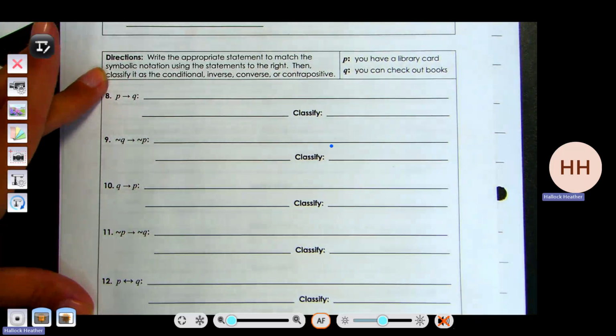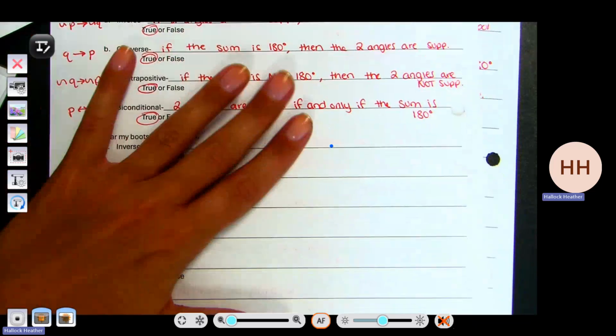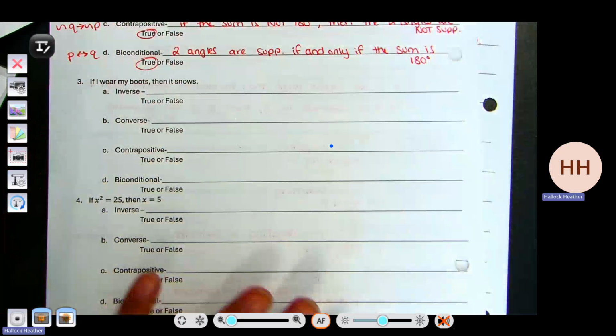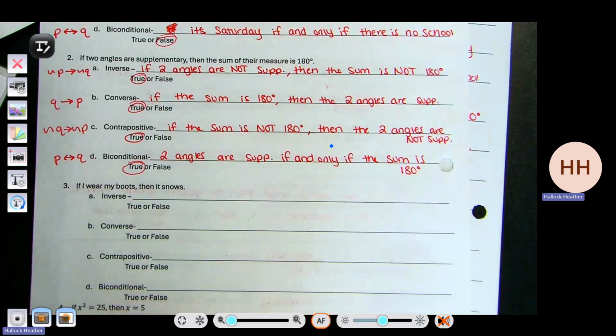The rest, it's really just practicing rearranging the sentence or writing it as a conditional statement. But finish this paper first, okay? This is your notes paper. I'll definitely be looking for this in your binder. This is like your assignment for the day.